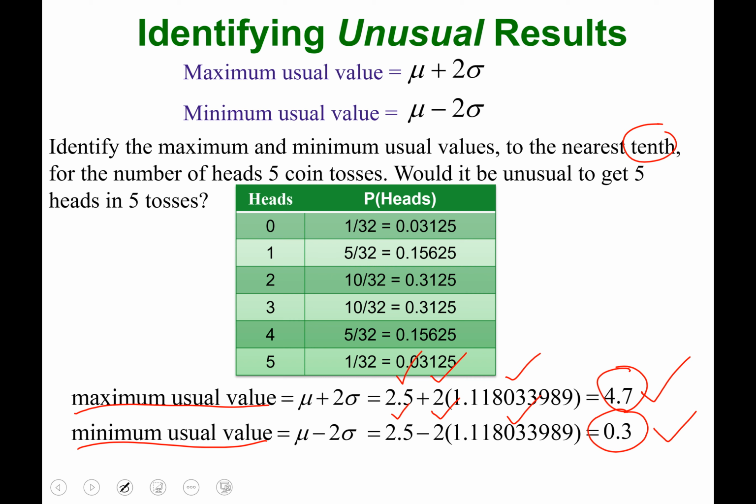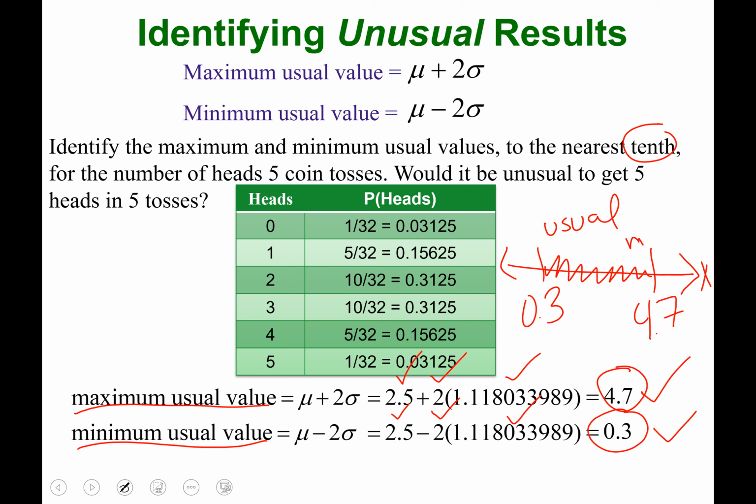You can look at those on a number line if you're struggling to visualize what we're talking about here. Okay, so these are x values. Anything in here would be considered usual. This is the max usual. This is the min usual. Anything out here would be considered unusual. I hope that helps.